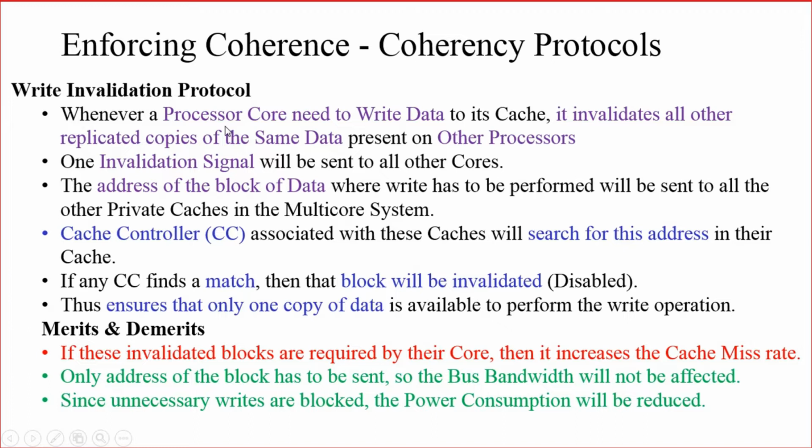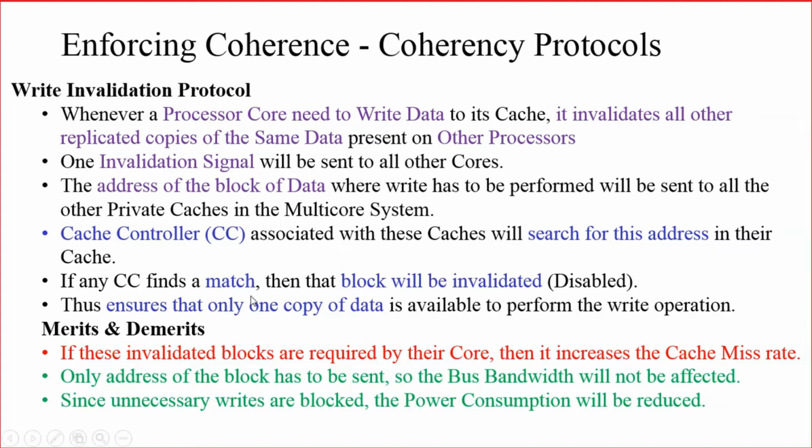Generally it is connected in a bus, as we have seen in the last class. All the cores are connected to a single bus. So if one processor sends an invalidation signal, or the address of the block of data, all the other private caches will receive that. So what will the other private caches do? The cache controller present in that cache will read the address and search for the address in its associated cache. It will take the address and check whether that address is present in its private cache.